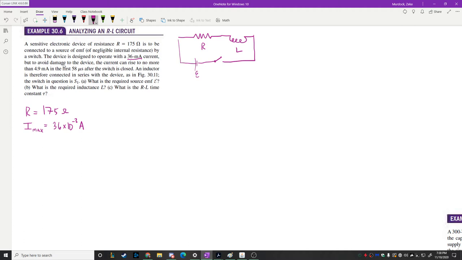Okay. All right. What is the required source of EMF E? So we need to find out what this is. And we also want to figure out what L is, and then what the RL time constant is as well. Okay. What do y'all think? What's the easiest way to figure out what the EMF of the battery is here?